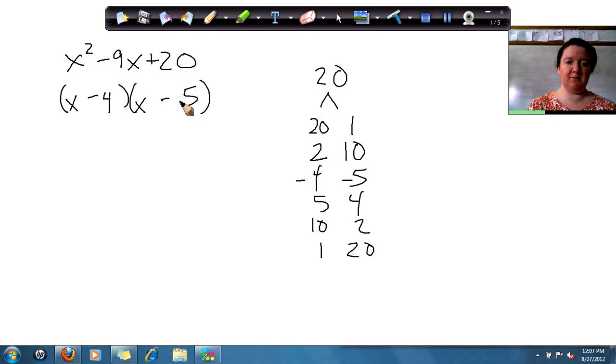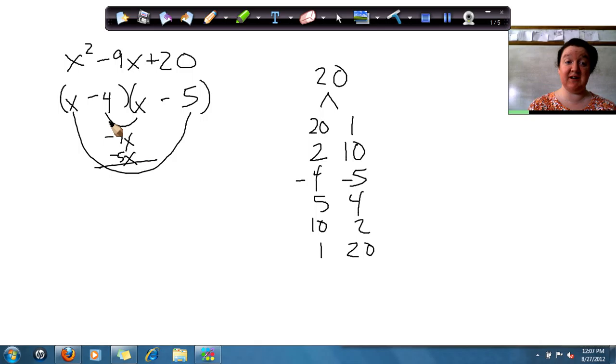Now, you might wonder, does it matter whether I put the negative 5 in the first spot or in the second spot? It doesn't really matter in this case, as long as when you FOIL it, you check it, you could go back and get the number that is here. But a negative 4 times a negative 5 gives you 20. And if I look at my inside terms, I get a negative 4x. My outside terms give me a negative 5x.